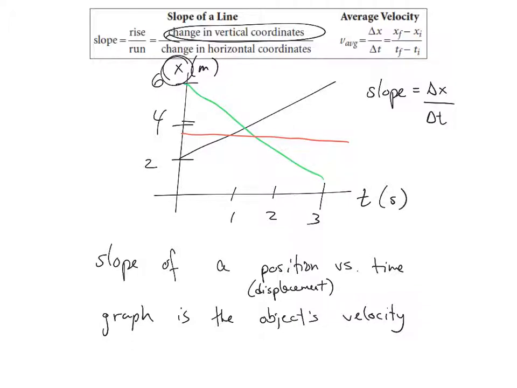So you need to get this piece down: the slope being positive means positive velocity. Slope being negative is negative velocity. Slope being zero is zero velocity.